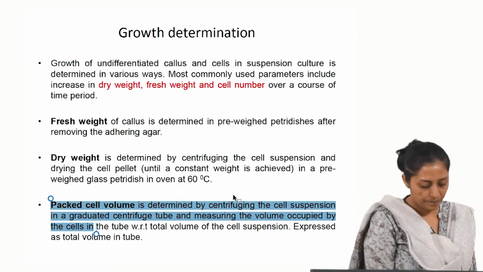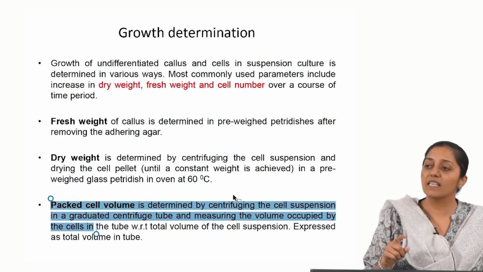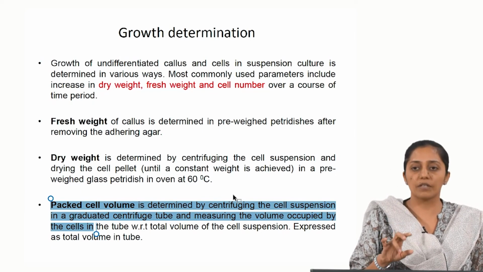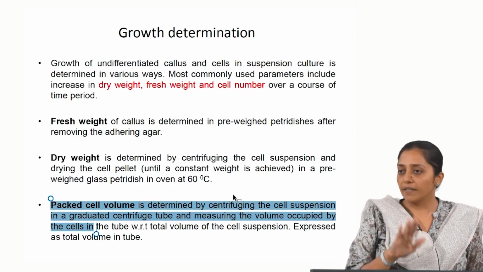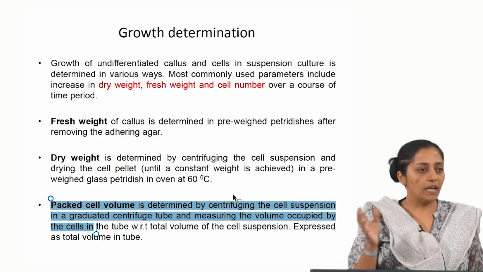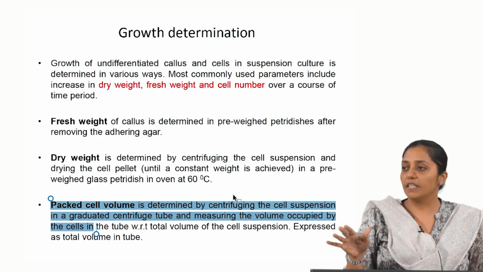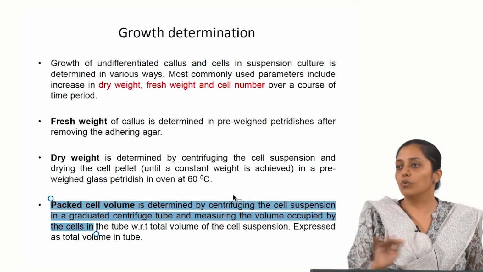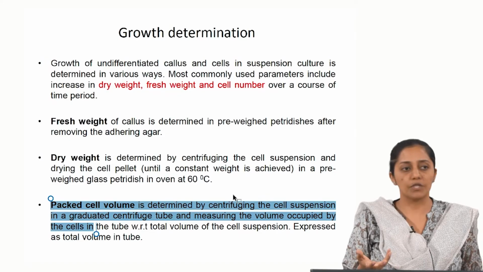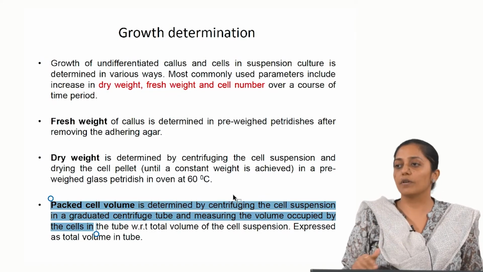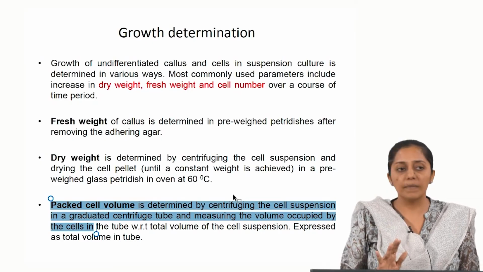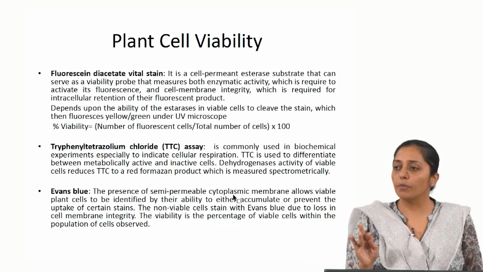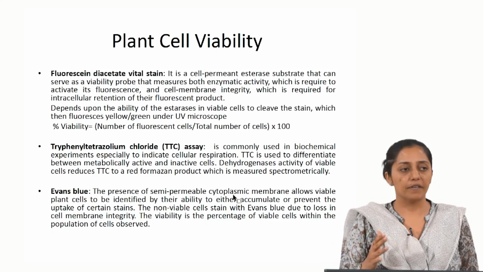Now, what else? Fresh weight to dry weight, which is called the growth index. Growth index is another parameter which is used when you measure the growth of the callus, which is the final fresh weight after some amount of time. You calculate the final fresh weight minus the initial fresh weight, which means the amount of fresh weight which has increased, relative to the initial amount of fresh weight which was there. So, this ratio is called the growth index and is a parameter which gives you an indication of how much growth has happened.